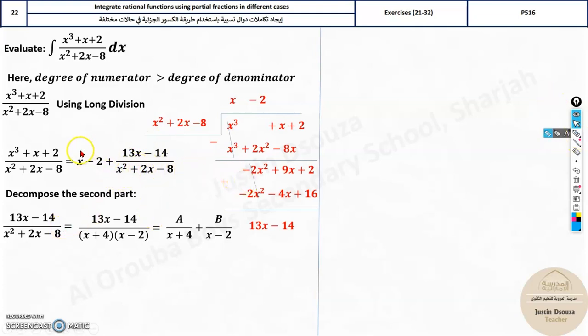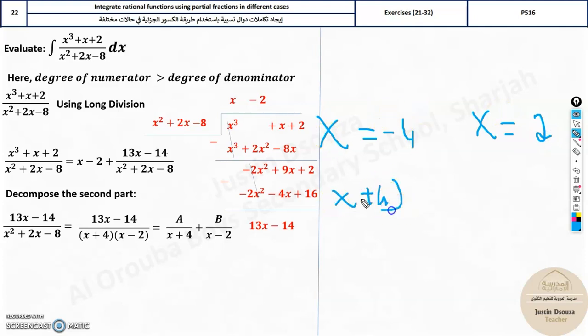Use the calculator mode 5 and 3 and find the answers. You will get the calculator answers as x equals, sorry, minus 4 and positive 2. You need to take them inside. The factors will be x plus 4 and x minus 2. This is it. And then write it. A is an unknown constant, and B is an unknown constant. We need to solve them. How do we do? Multiply with the other term.